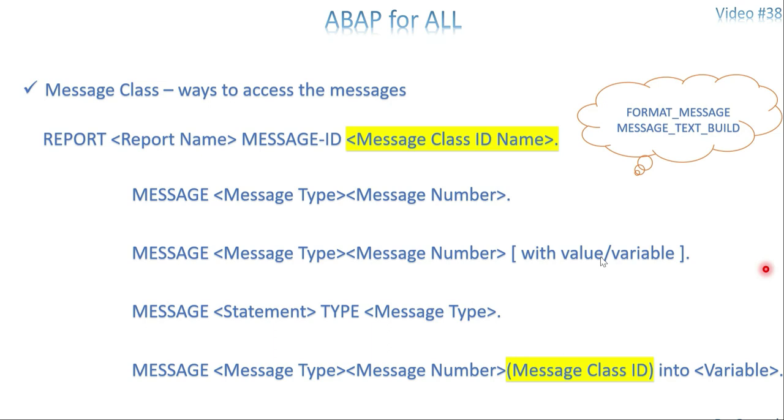It's not a practice to access a message in a transparent table, because we have its own format to access a message. So these are the options you have to access a single message from different message classes. And what else?